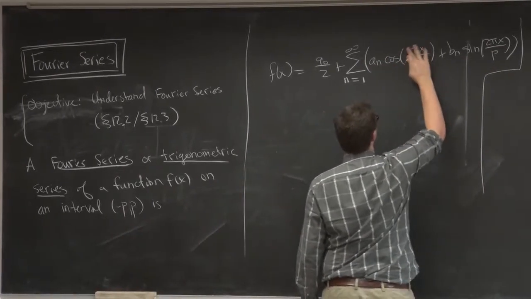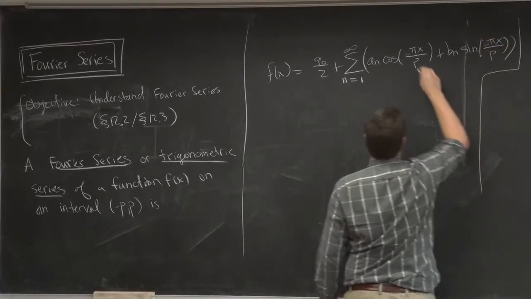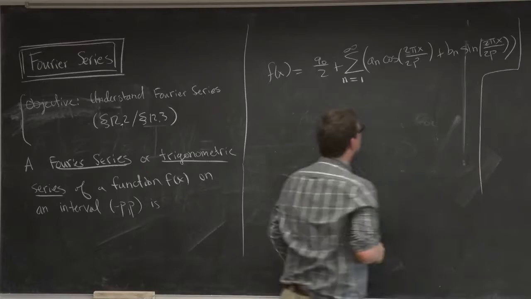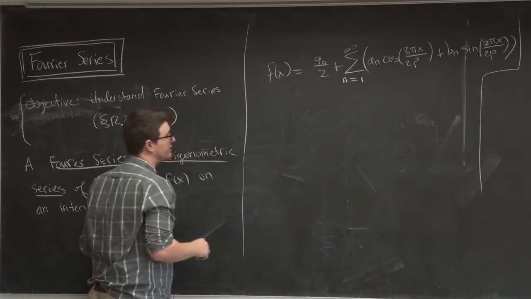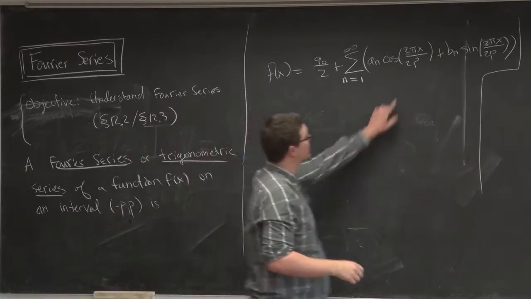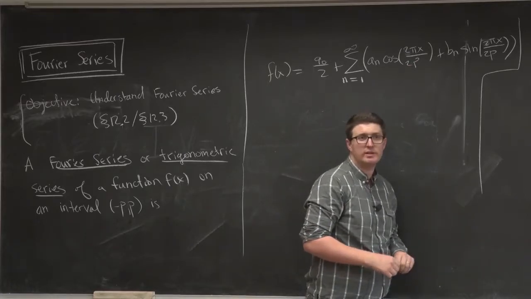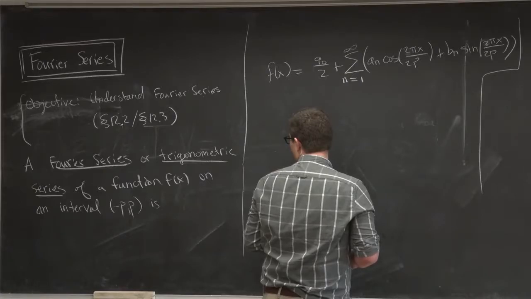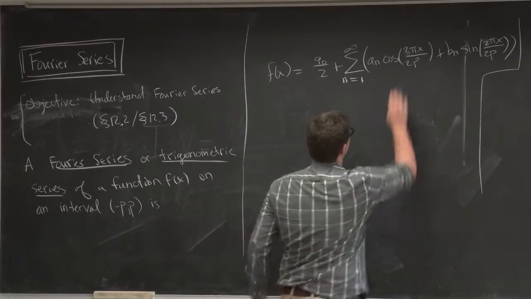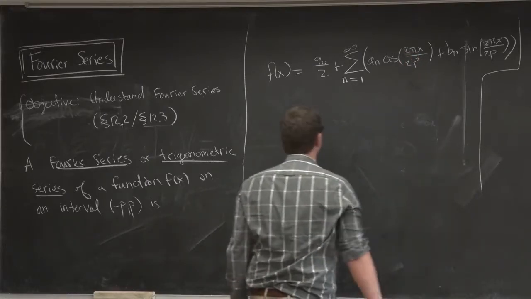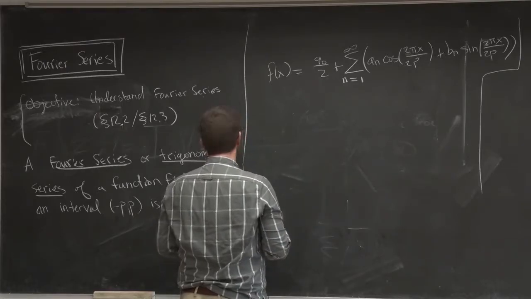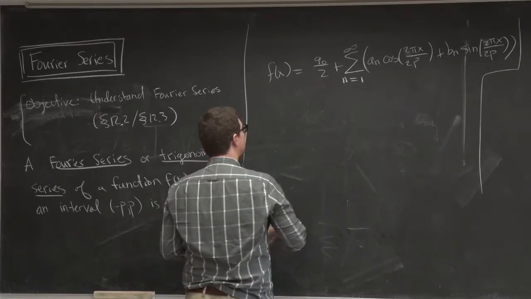Sorry, not 2 pi x. We just do pi x over p. I guess you could write it like this: 2 pi x over 2p. Maybe that's another way of writing it, because 2p is the length of this interval here, right? And then 2 pi x would be to normalize it so that 0 to 1 would be periodic. Okay, all right. So this is what a Fourier series is.